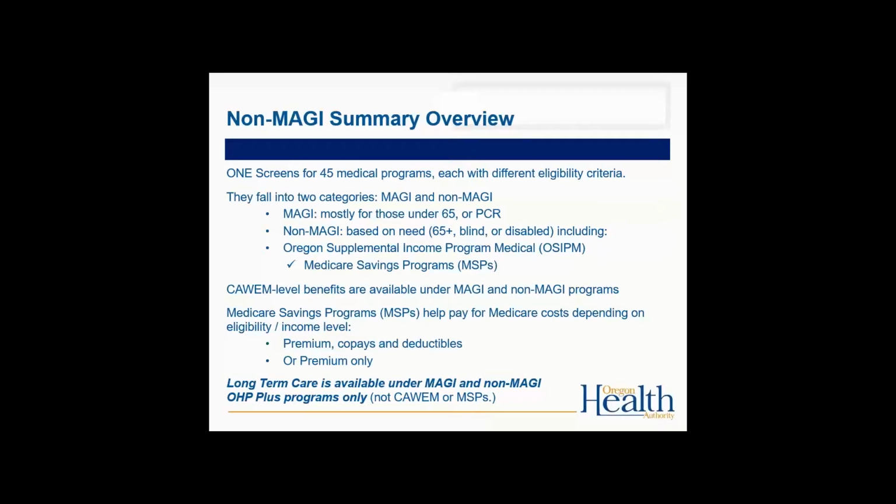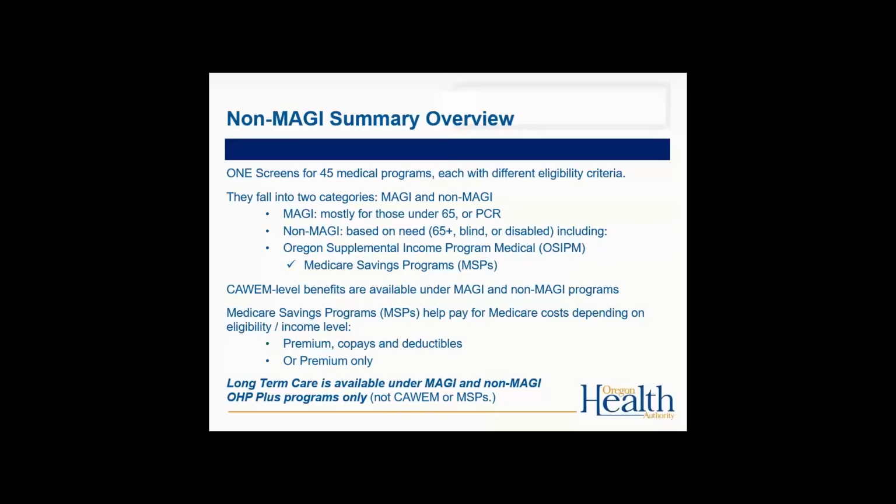Now also, under non-MAGI, we have Medicare Savings Programs, and that is assistance to help pay for the costs of Medicare. That's not medical coverage, but it helps with paying for Medicare. Now, I also want to make clear that we have CAWEM benefits available under both the MAGI and non-MAGI programs for people who don't meet all of the citizenship or immigration requirements for full benefits. Those emergency-only benefits are available under both programs.